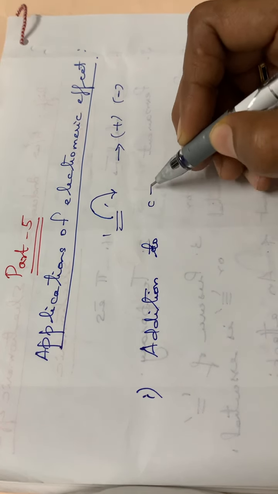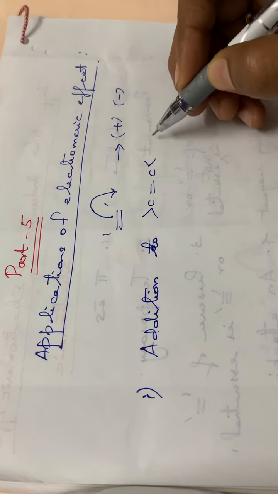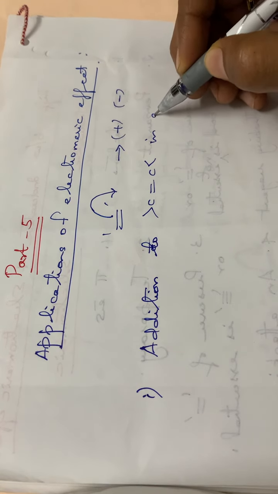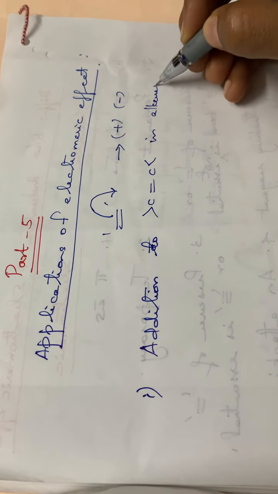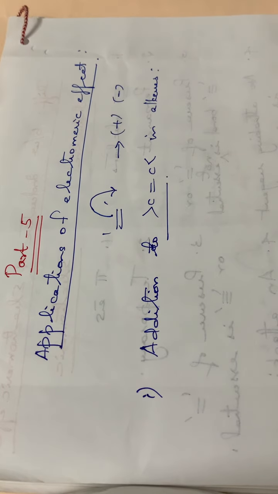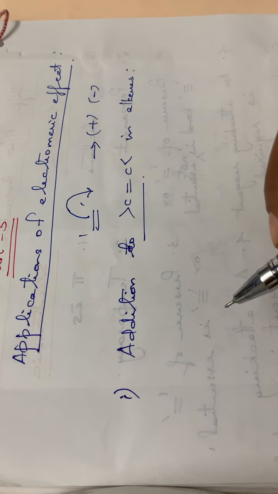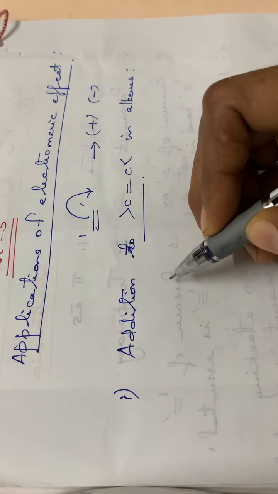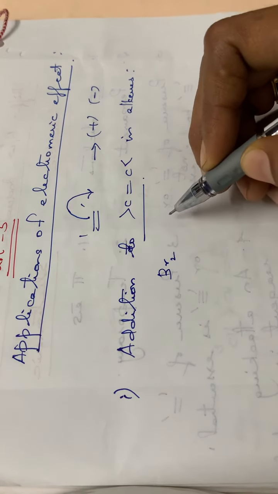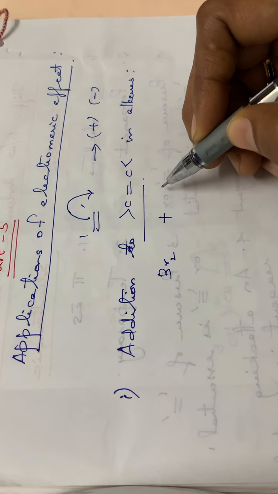to C double bond C bonds. Addition to C double bond C bond in alkenes. Here consider the addition of bromine in an ethylene molecule.